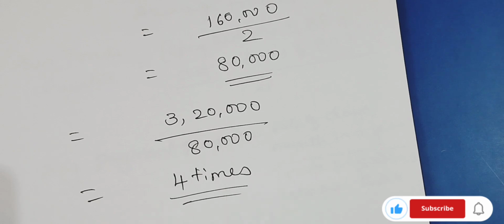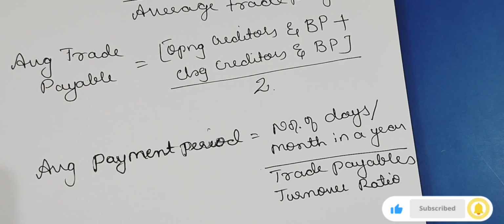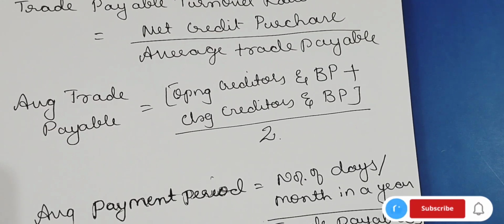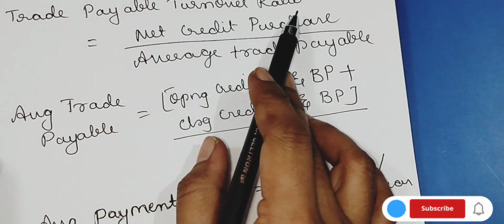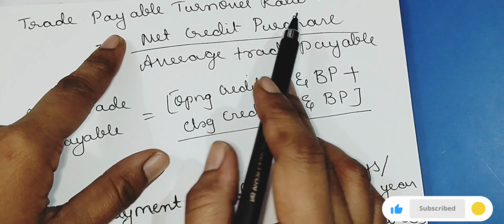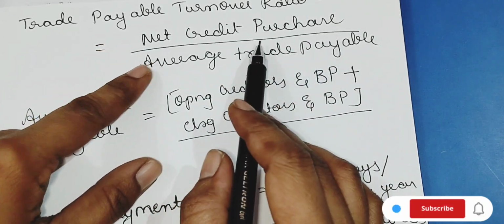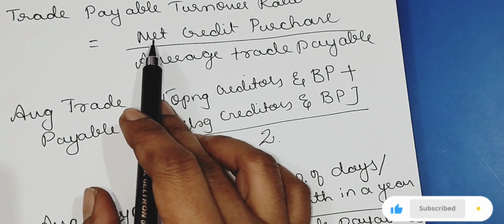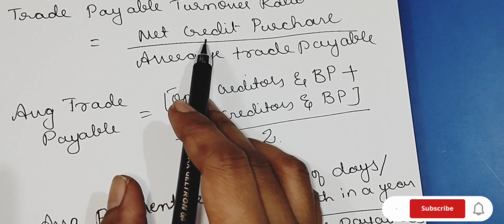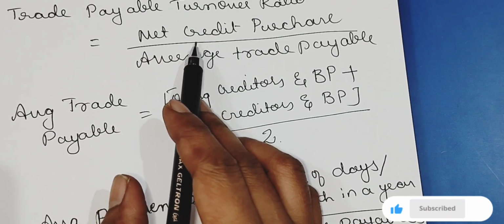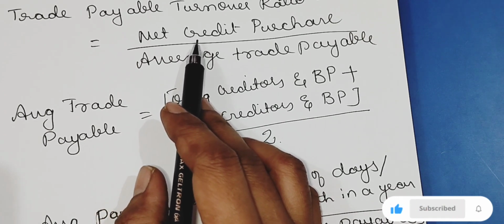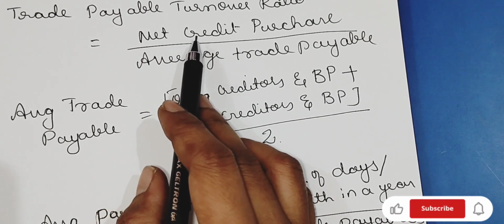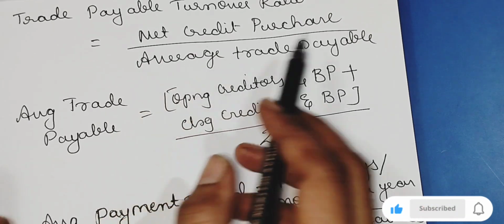Now let us understand the trade payable turnover ratio. Payable means you are paying to the supplier, means you have purchased the material. So here we are taking the credit purchase. When calculating trade receivables we consider credit sales, but here we must take credit purchase. Net credit purchase divided by average trade payable.